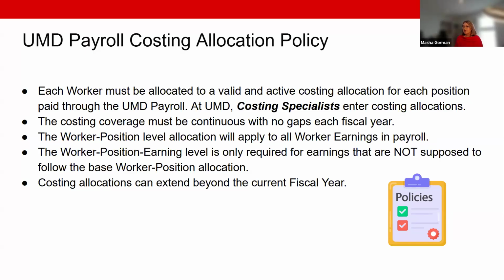Okay? Cost and allocations can extend beyond the current fiscal year. We do not have a policy mandating you to end cost and allocation on June 30th. We don't do that. If you have someone in a position that you don't expect to change, we have an excellent date, December 31st, 2099. None of us will be here to witness how that date will expire. But right now you can set it up and forget those cost and allocations that will not change.